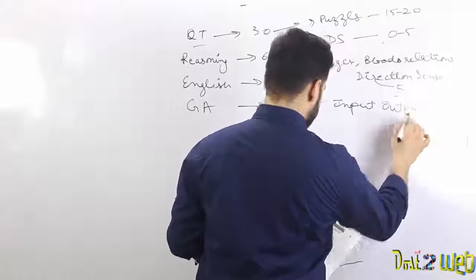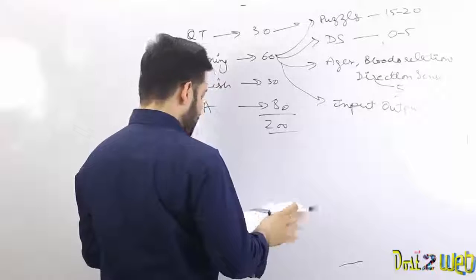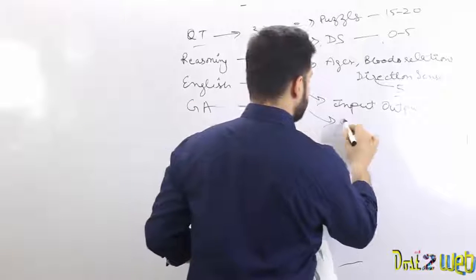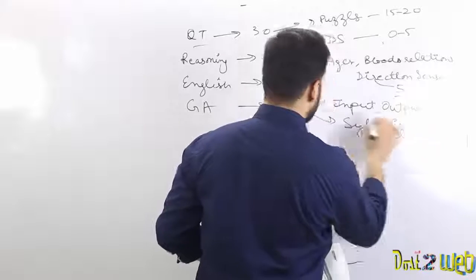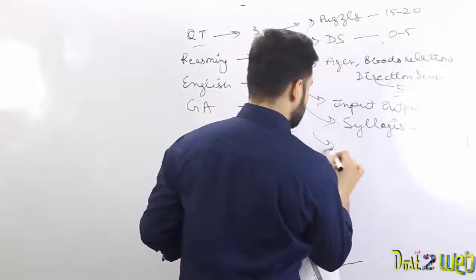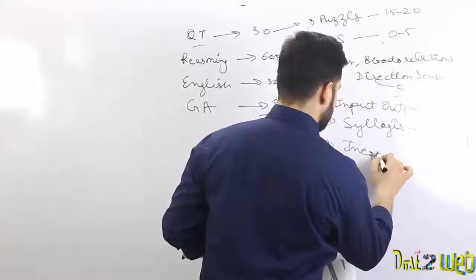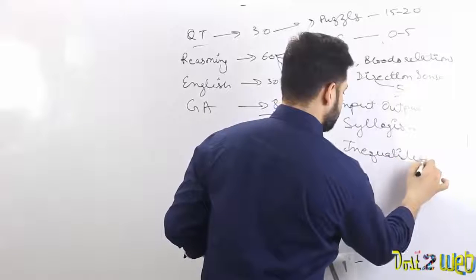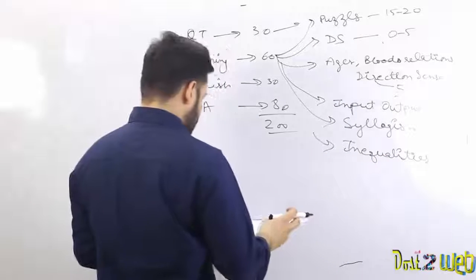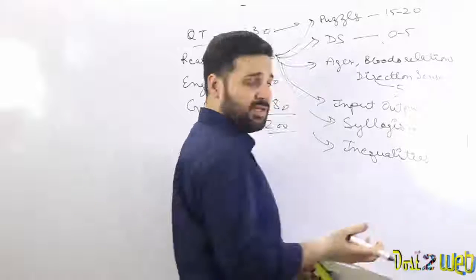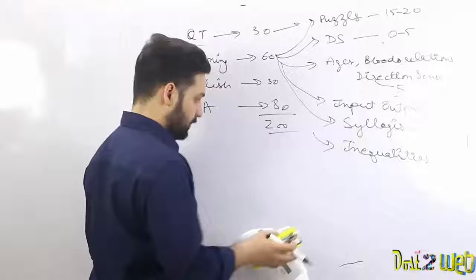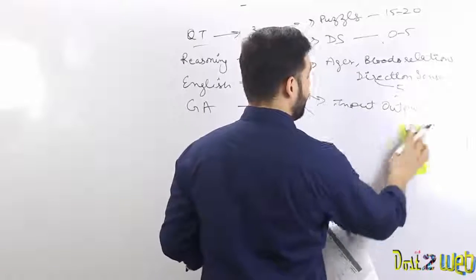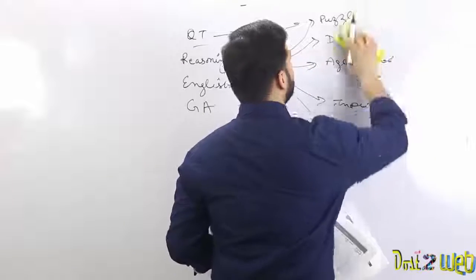a very easy chapter. Then there will be syllogism, again inequalities, 5 marks each. Then logical reasoning will be there. So that's how the 60 marks are made up. That's all for the reasoning part.